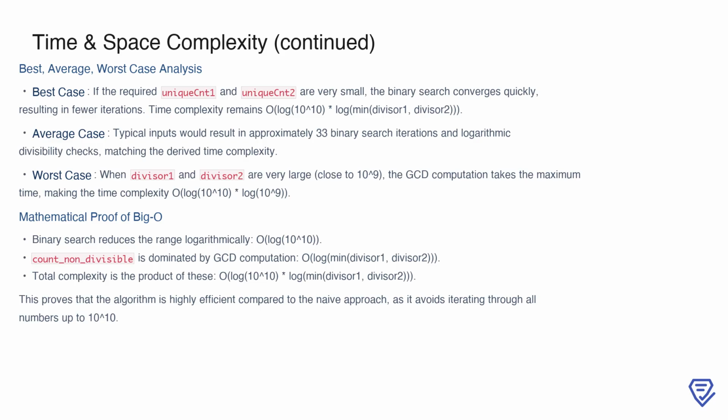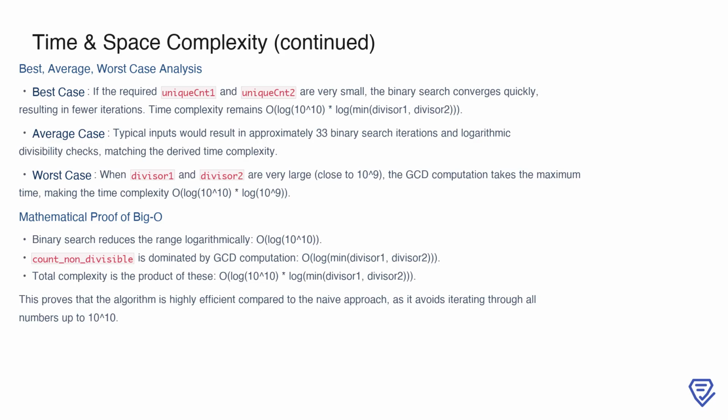In the worst case, when divisor 1 and divisor 2 are extremely large, close to 10 to the power of 9, the GCD computation takes the maximum possible time. This makes the time complexity log 10 to the power of 10 log 10 to the power of 9, which is still highly efficient compared to a naive approach. To summarize, the binary search reduces the search range logarithmically while the divisibility check relies on fast GCD computations, making the overall complexity a product of these logarithmic terms.